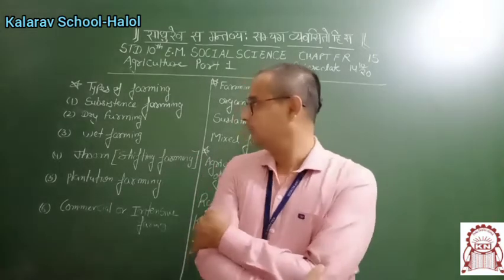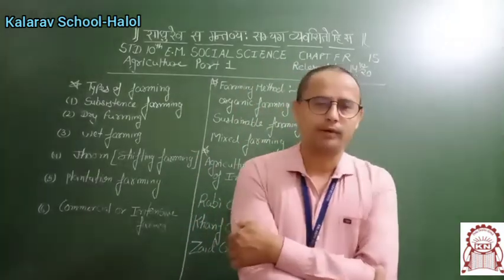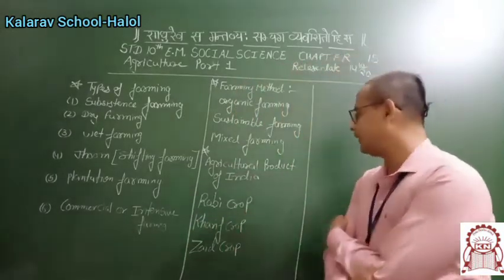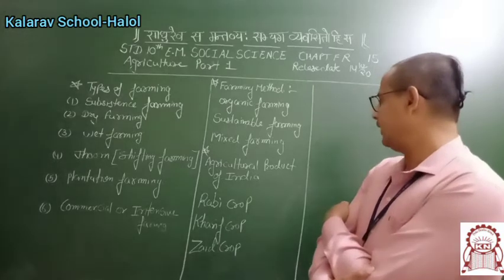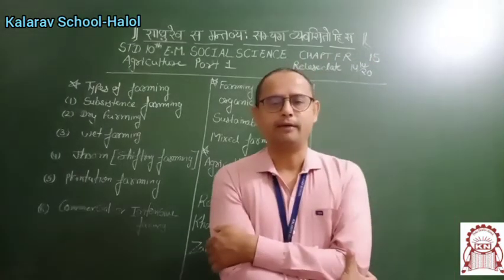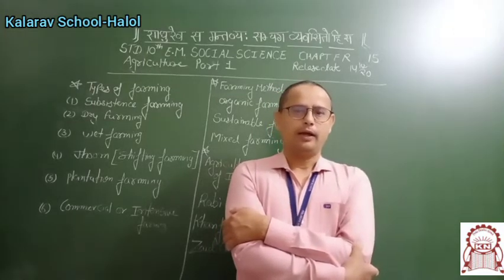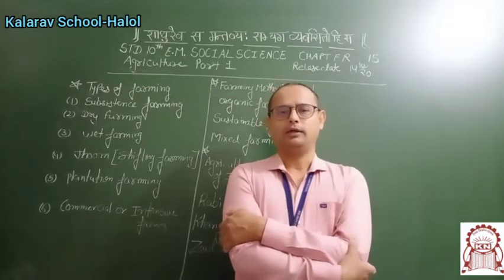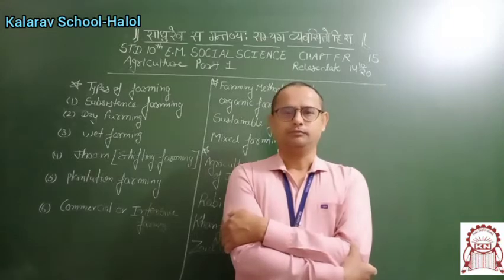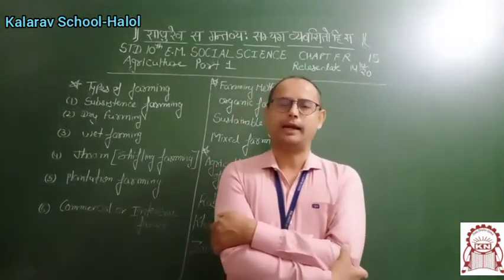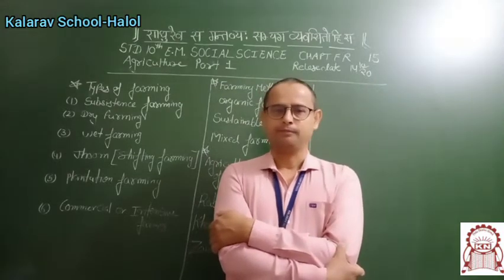In the first one, we will understand the types of farming, and then the farming methods, and agriculture products of India, and then what agriculture product is produced by us in the different parts of the country as per the season, as per the land, as per the climate.